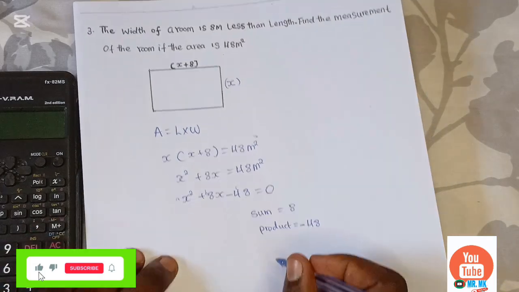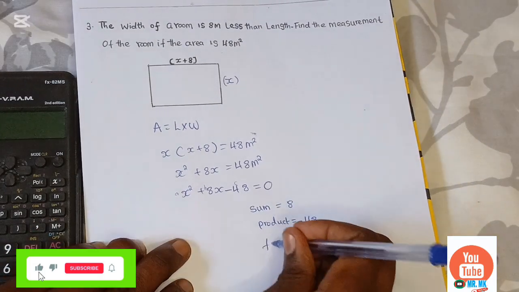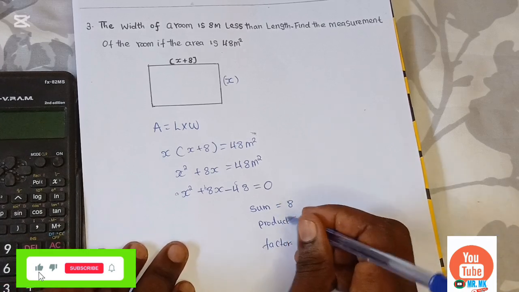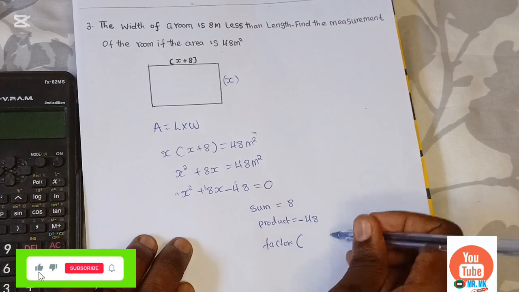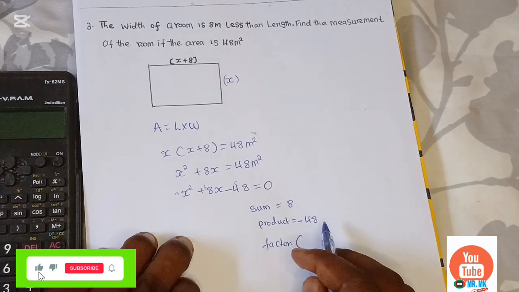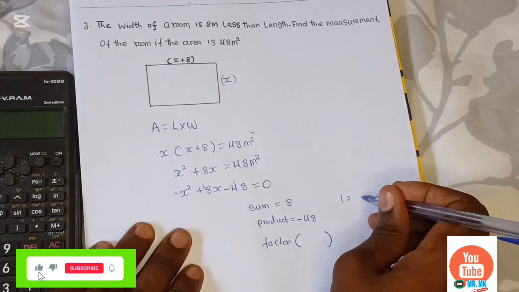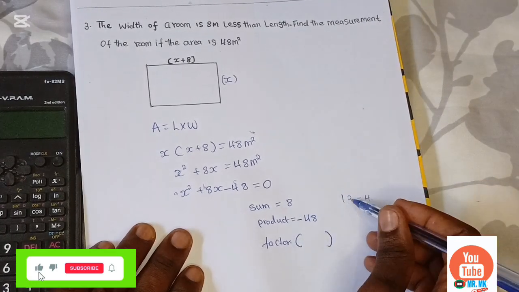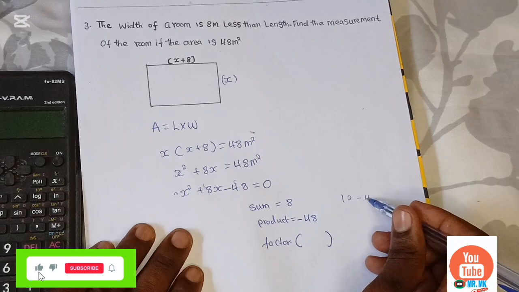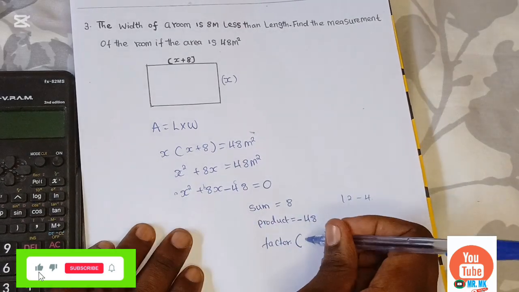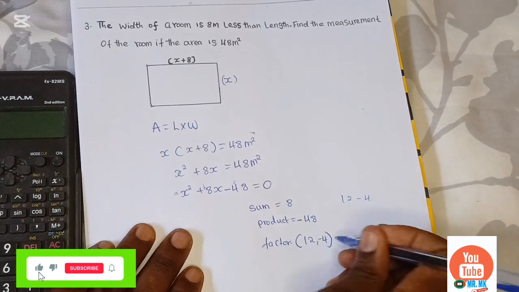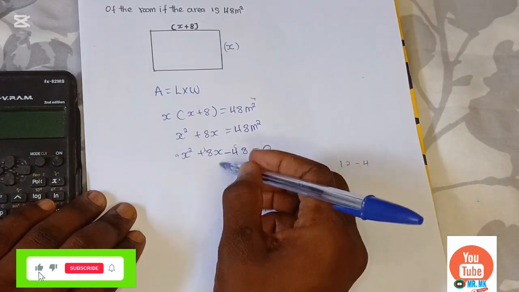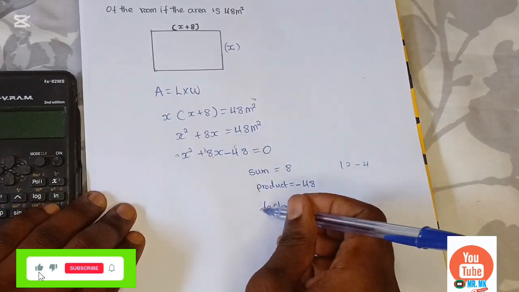Now from there, you look for two factors that when you add, you get 8, and when you multiply, you get negative 48. What are the two factors? Let's say 12 and negative 4. 12 minus 4, I can get 8. And if I multiply 12 times negative 4, I get negative 48. Now the two factors are 12 and negative 4.